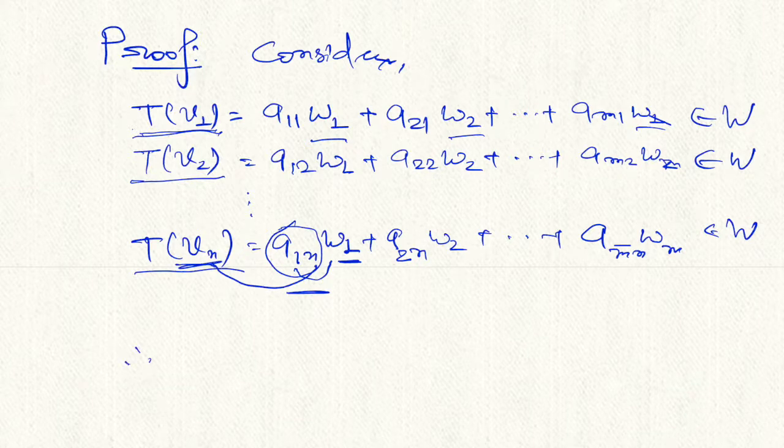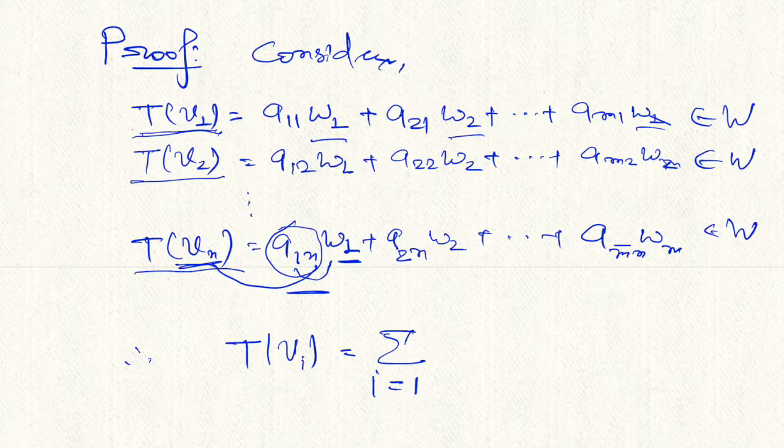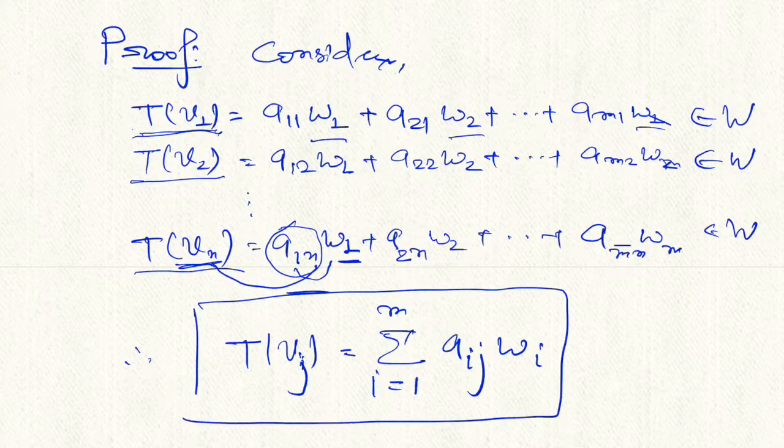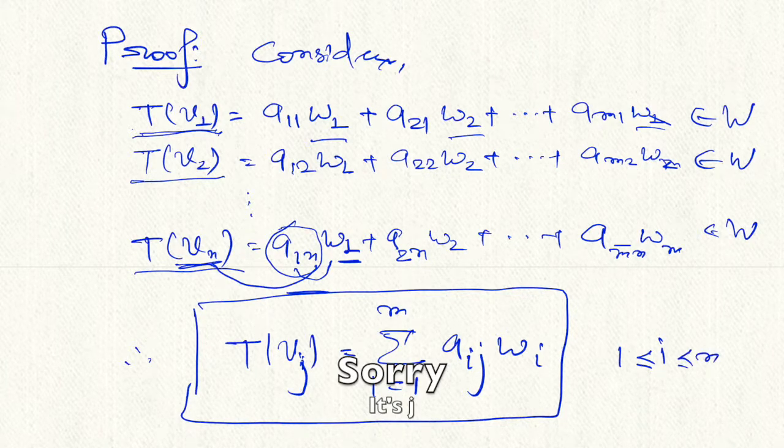In short, we can say that T vj is equal to the summation, i varies from 1 to m, of aij wi. Okay, vj, sorry. This is the general formula we have chosen, and j moves from 1 to n because there are n elements in the basis alpha of V.